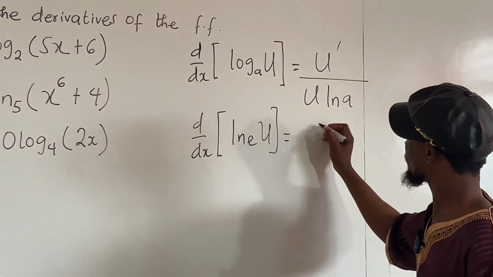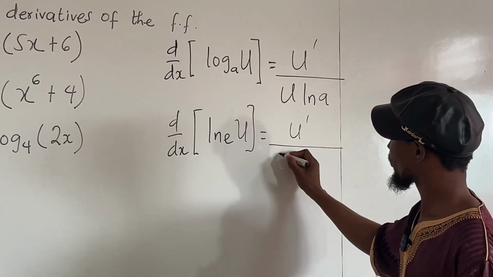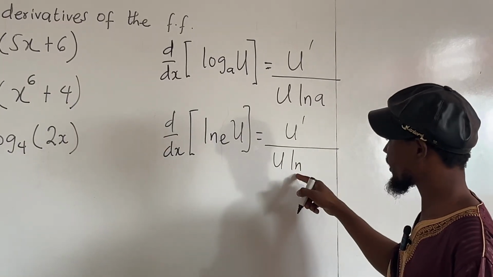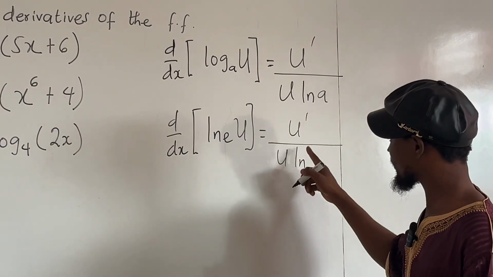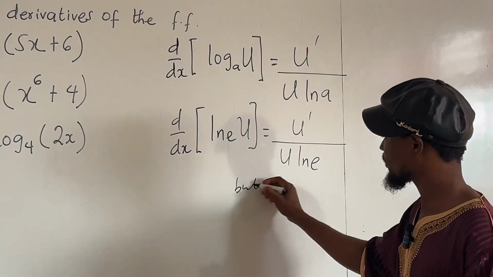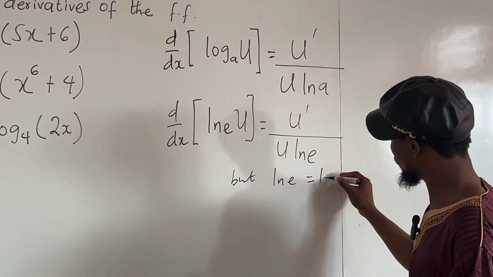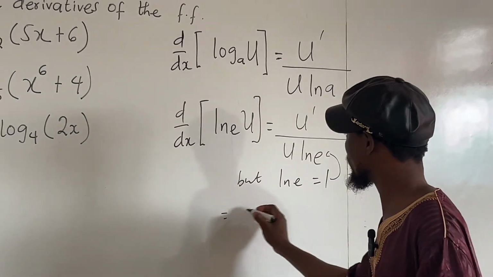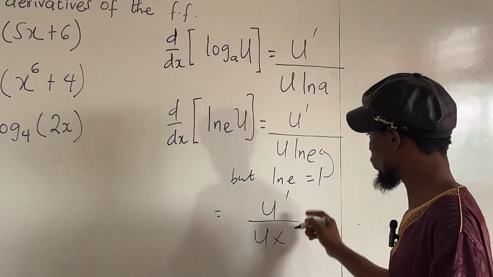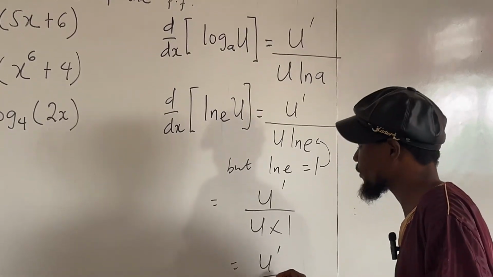This is the same as u differential, all over u, times the natural log of what? That's log to the base e. But we know that this gives us 1, right? So when we substitute this in, we will have u differential over u, times the 1, which is equal to u differential over u.